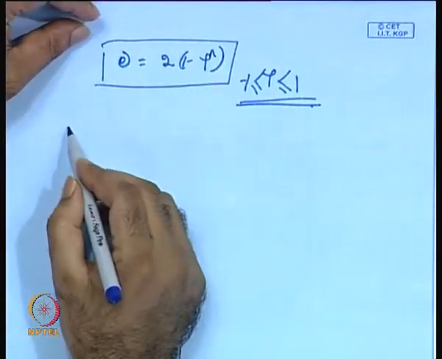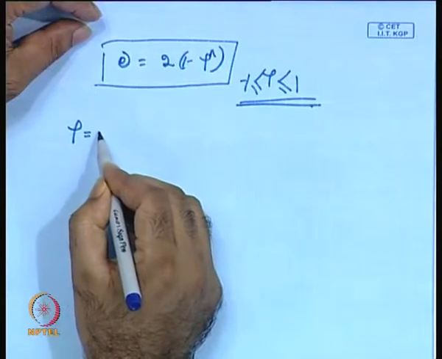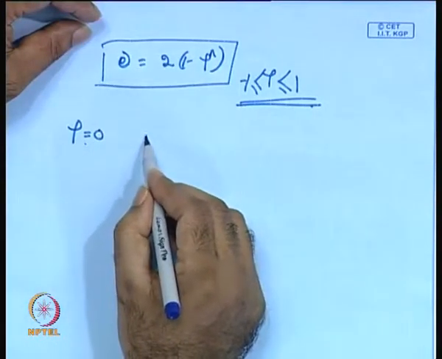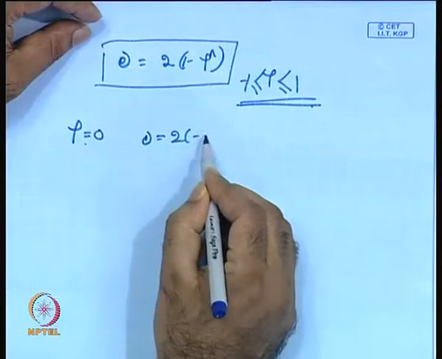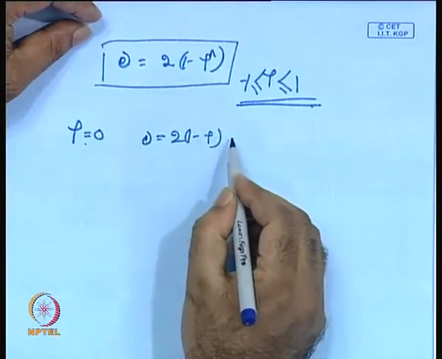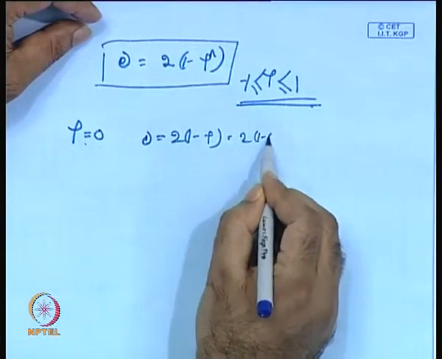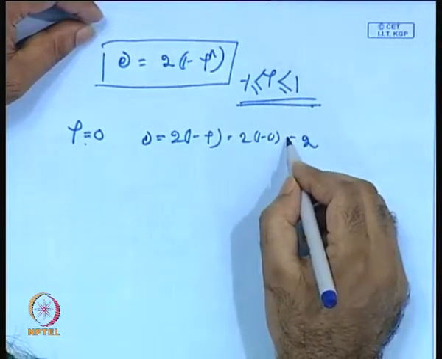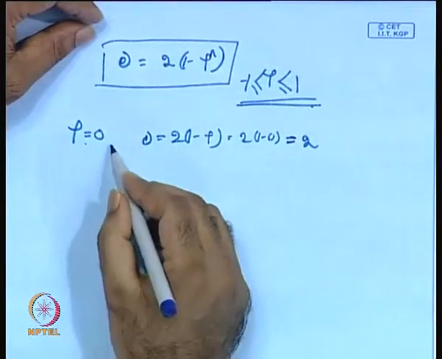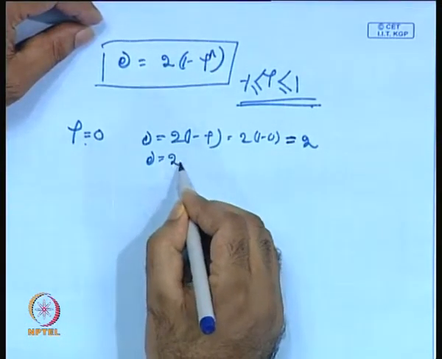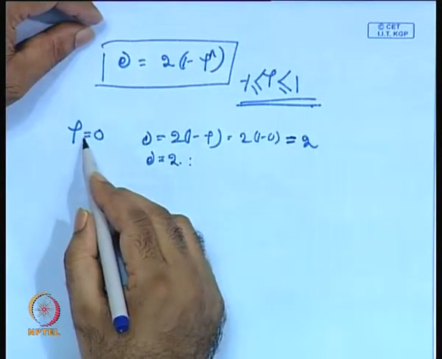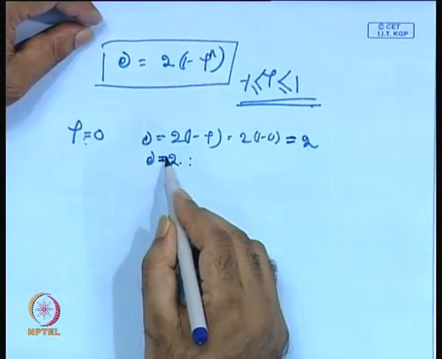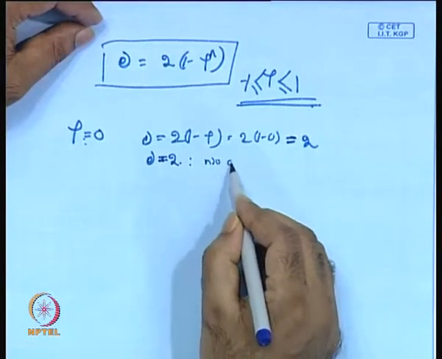Now, putting all these values, we like to know the d structure. One extreme case is rho equal to 0. If rho equal to 0, then d equal to 2 into (1 minus rho), which is 2 into (1 minus 0), so it will be equal to 2. So when rho equals 0, d is simply 2, which indicates there is no autocorrelation.